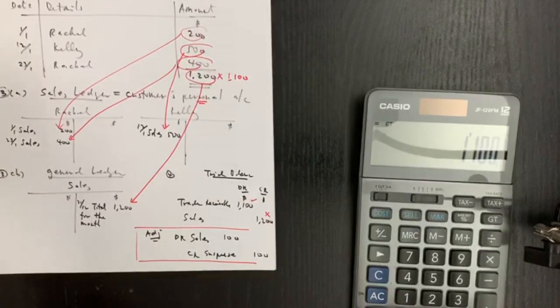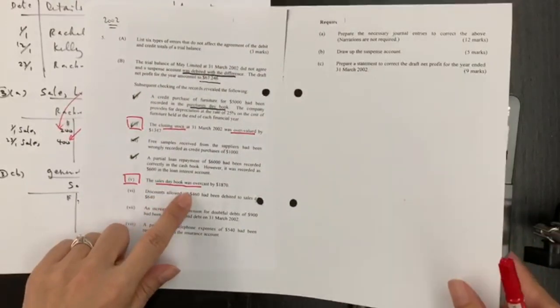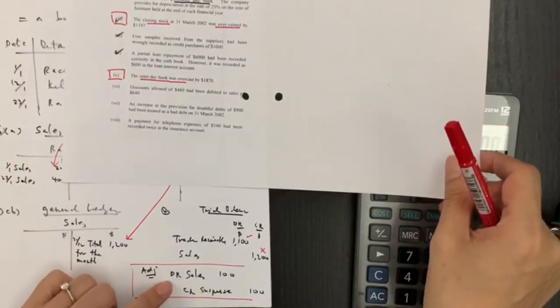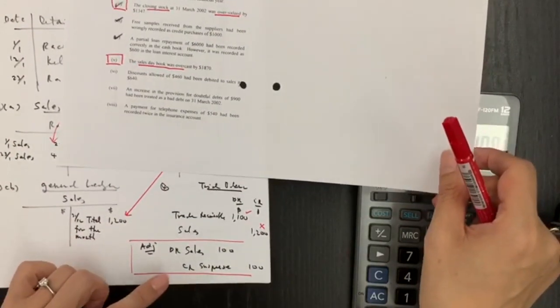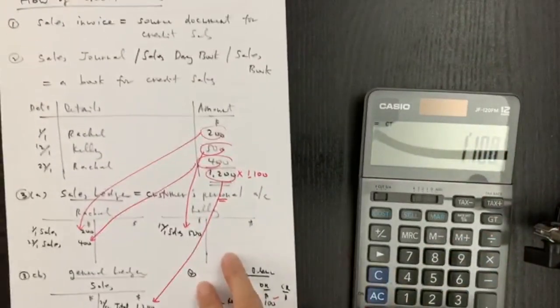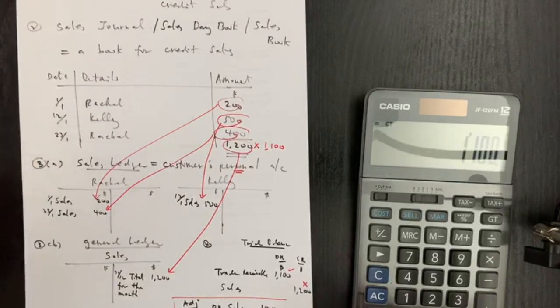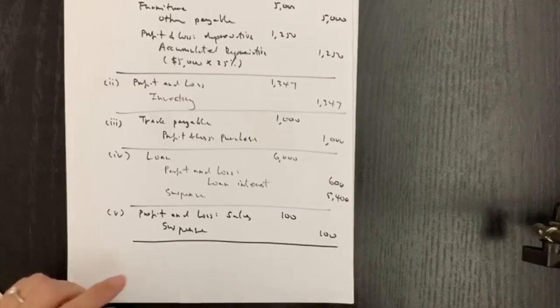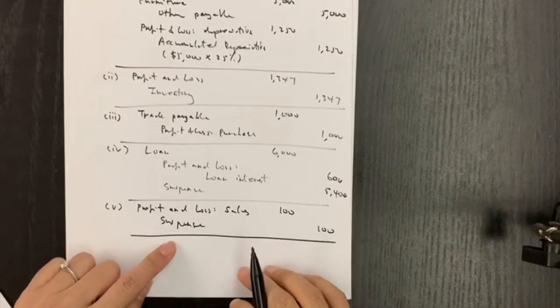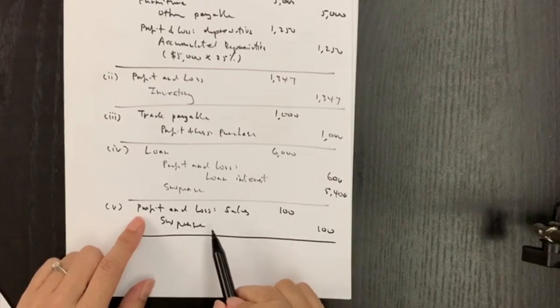If we have this sales daybook overcast, we need a suspense account. So that is very important. You need to study the flow and the diagram for credit sales. After the analysis, don't forget to write the proper answer in part A here.